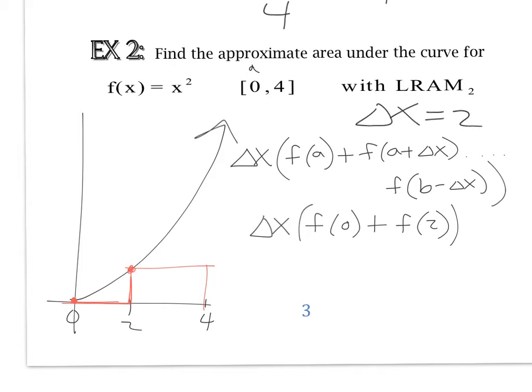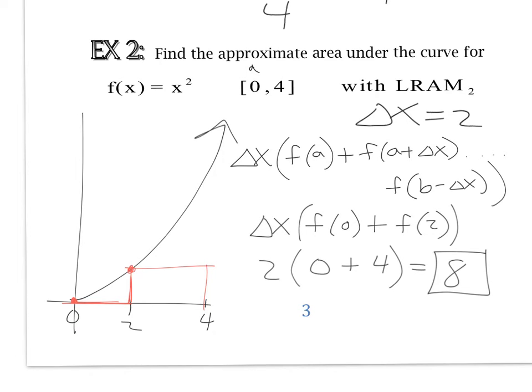All right, let's plug everything in. Delta x, like we said, is 2. F of 0, 0 squared is 0, and f of 2, 2 squared is 4. So this is just 2 times 4, which is 8. So we've used the left rectangle approximation method to see that the area is approximately 8. And if you remember from the other video, when we over-approximated with 2 rectangles, we got 40. So we know it's somewhere between 8 and 40. And then on the next one, we'll get a little bit closer because we're going to do 4 rectangles.